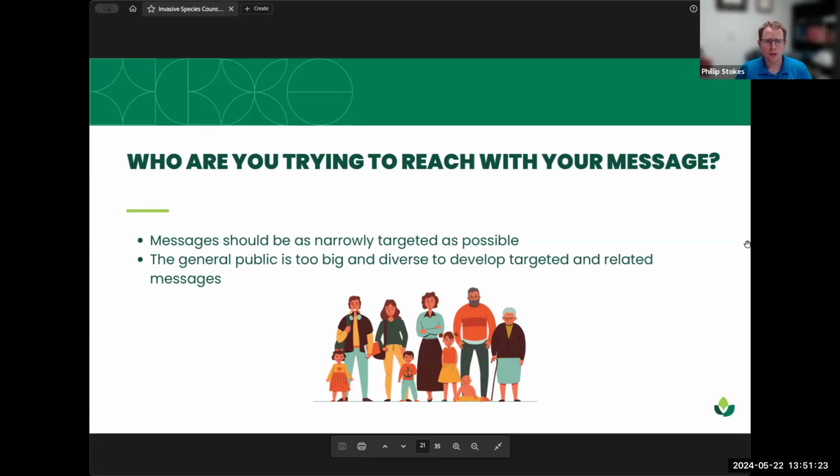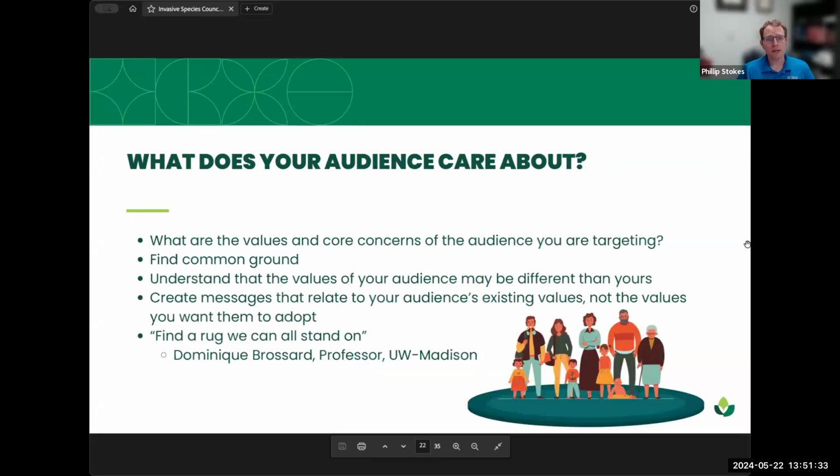But even when you're just addressing your audiences, try to change the way that you speak to each group based on who you're talking to. And so knowing that, you want to understand, what does your audience care about? What are the values and the core concerns of your audience? And in doing so, you can find some common ground. You may not think exactly alike your audience. You may think very differently, especially if you're talking about politics or something like that. But there's definitely common ground that can be found. And you want to create messages that relate to their values, not the value that you want them to adopt.